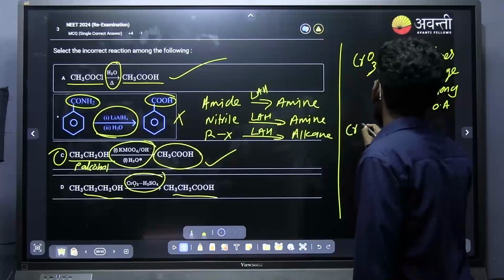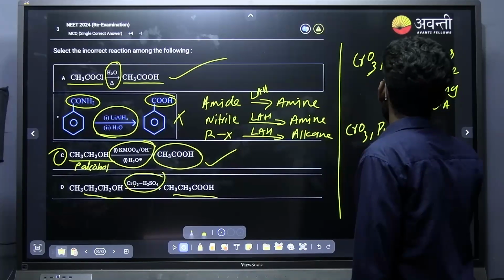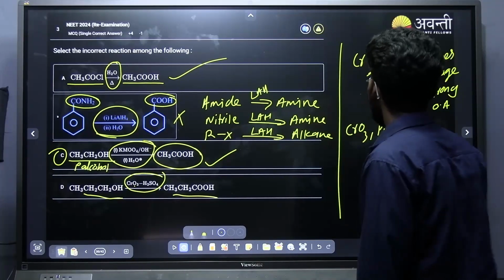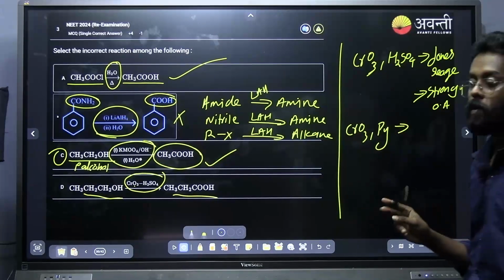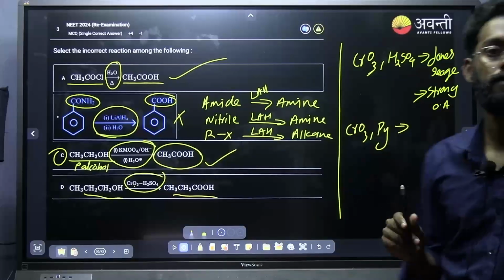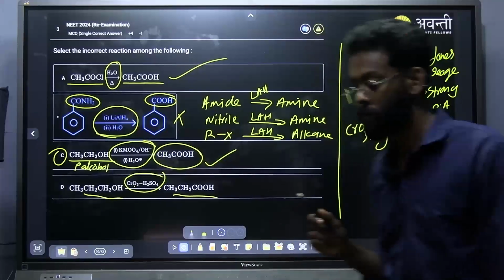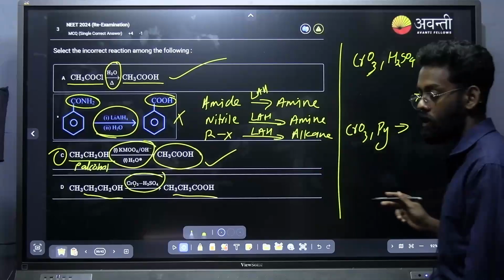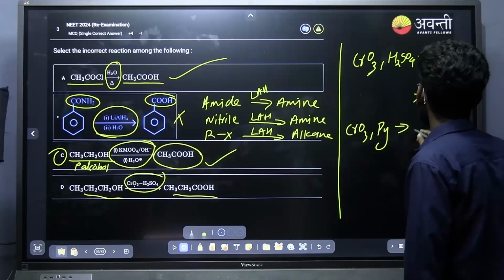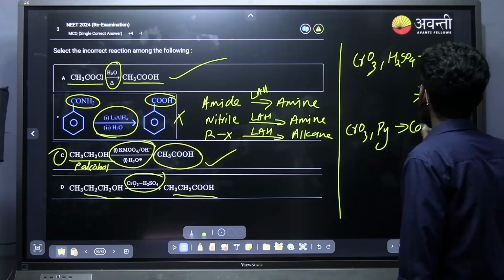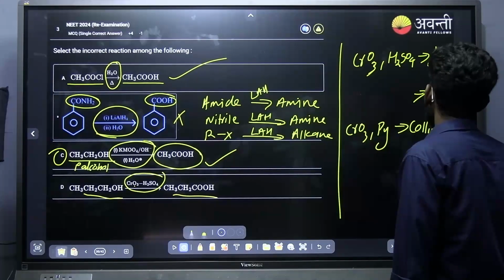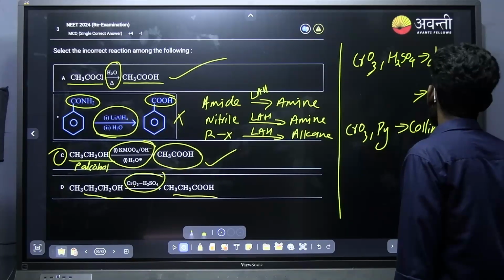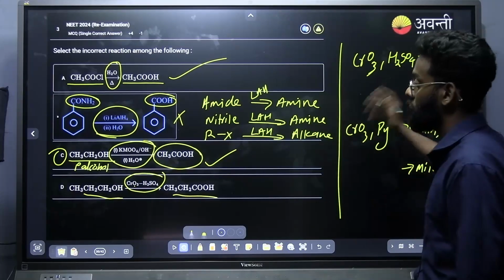Now I am giving CrO3 in presence of pyridine. What is the name of this? CrO3 in presence of pyridine, in presence of base. What is the name? In presence of pyridine, this will be acting as a weak oxidizing agent and the name is Collins reagent. Collins reagent is a mild oxidizing agent. That's the point you note down.